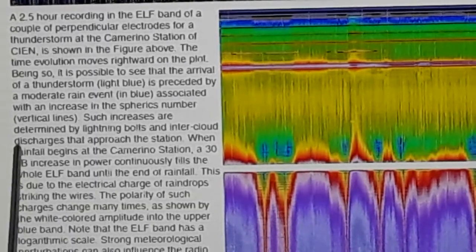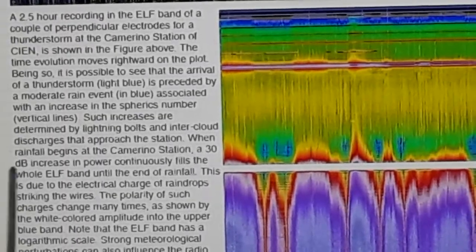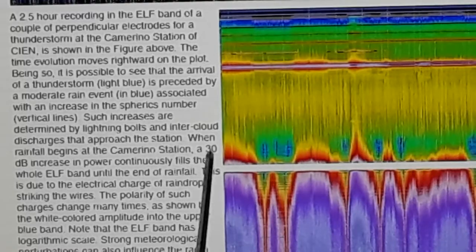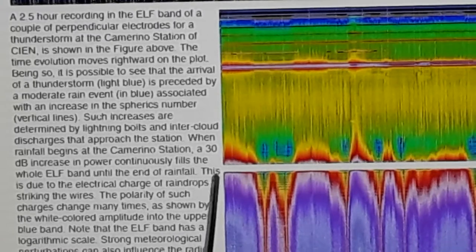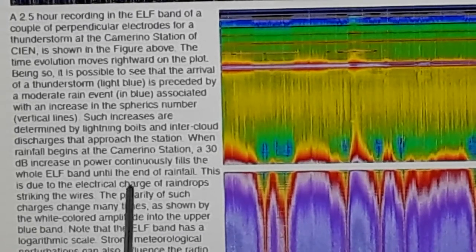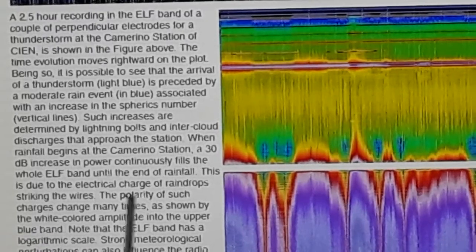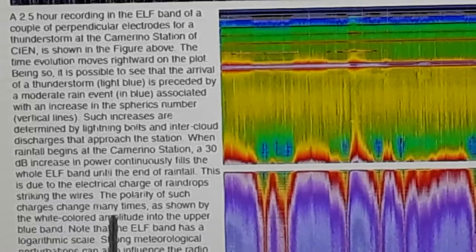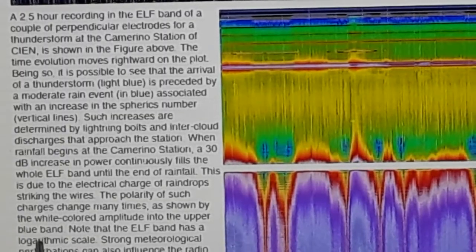When the rainfall begins at the Camerino station, a 30 decibel increase in power continuously fills the whole ELF band until the end of rainfall. This is due to the electromagnetic charge of raindrops striking the wire. The polarity of such charges changes many times, as shown by the white-colored amplitude in the upper blue band. Note that the ELF band has a logarithmic scale.